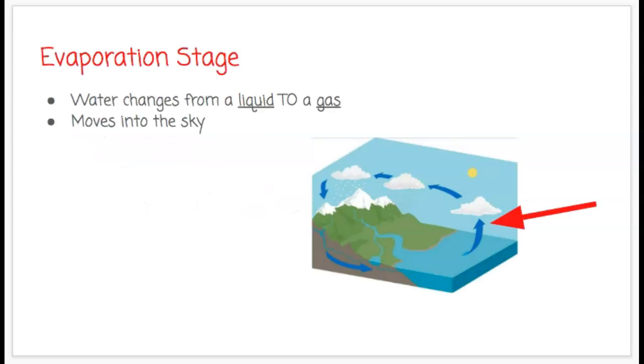Now let's review the stages of the water cycle. We should have learned this last week, so this should not be any new information. The evaporation stage is where water changes from a liquid to a gas and moves into the sky. This is due to heat from the sun. Check out the red arrow pointing to the stage where water is changing and moving into the sky.